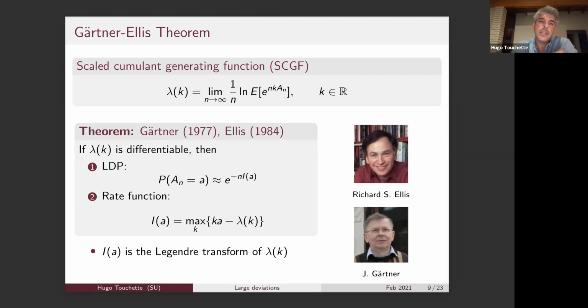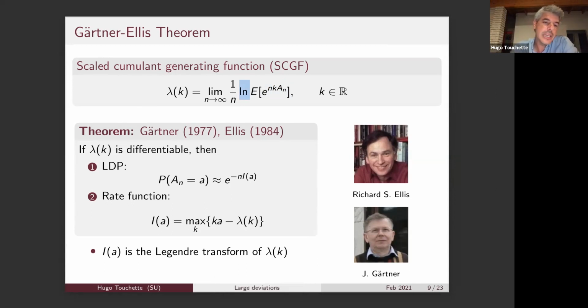So the starting point now is this idea. Just start with generating functions. We define what we call the scaled cumulative generating function. Here we have the generating function of the random variable that we're interested in. We want again to prove that it has an LDP. We take the log, the limit, the 1 over n. So we have a kind of cumulative generating function, but because of the limit, we call this the scaled cumulative generating function. And the theorem goes as follows.